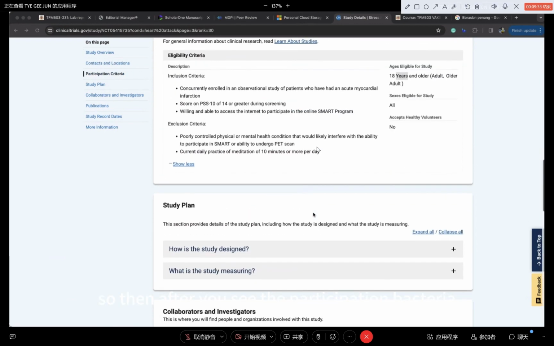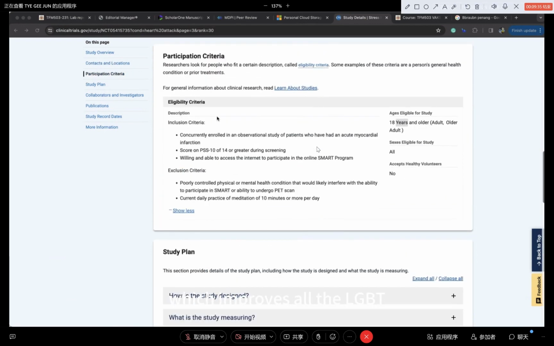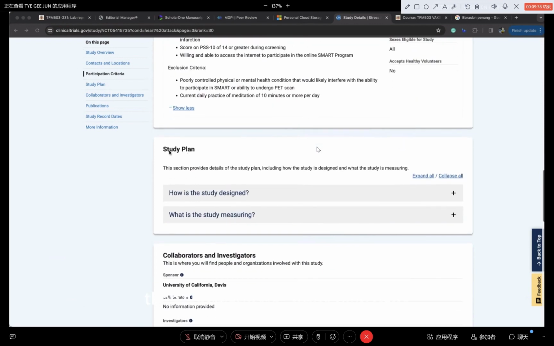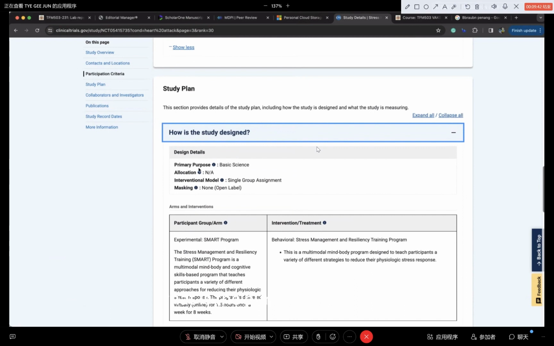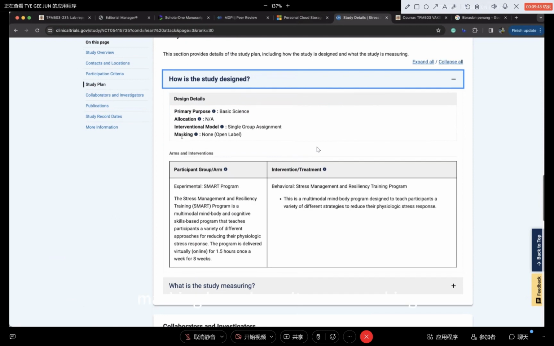So after you see the participation criteria, which includes all the eligibility, then they will also show you the study plan. For the study plan, they will say what is the purpose of the work? What is the intervention? Masking here doesn't mean masking. It's basically masking of certain data. For example, if a medication is given, whether the medication is given as a placebo or whether there is placebo involved or not. So these are the masking. And then what are the arms? So these are all the details.